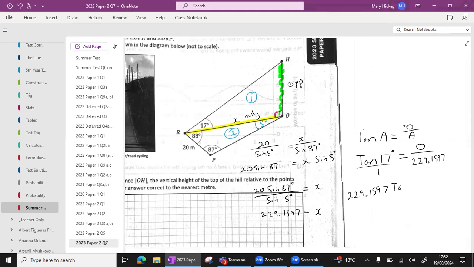To get my answer, I'll cross multiply first. 229.1597 multiplied by the tan of 17. When I work that out, that should give me the opposite. So I'm doing that on my calculator. That's giving me 70.061, etc. We're told to do it to the nearest meter, so 70 meters is my opposite side.